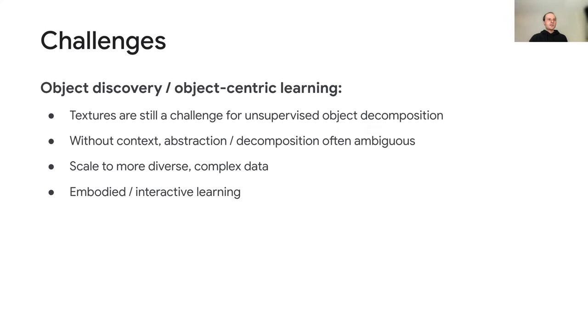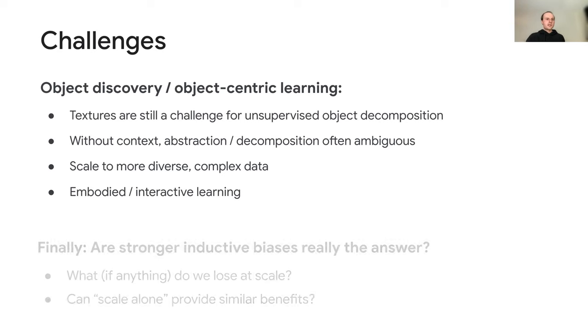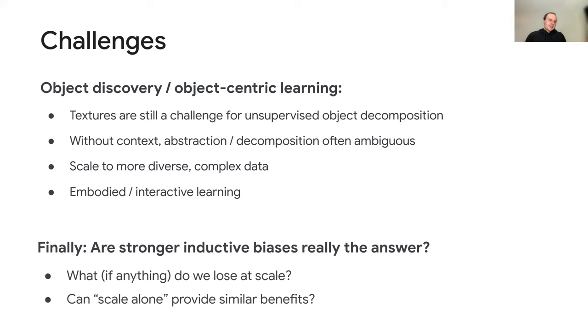And as I mentioned, in terms of object discovery, textures are still a challenge. And without context or abstraction, this decomposition can often be ambiguous. Also scaling to more diverse and complex real data is still an open challenge, such as embodied or interactive learning, to learn about what happens in an environment if you take actions. And finally, I want to just ask this question: are stronger inductive biases really necessary, or really the answer? We've seen a lot of work going to large scale, and do we lose anything if we go to scale without inductive biases, or can scale alone provide similar benefits? I think all of these are super interesting questions that the field should tackle going forward.